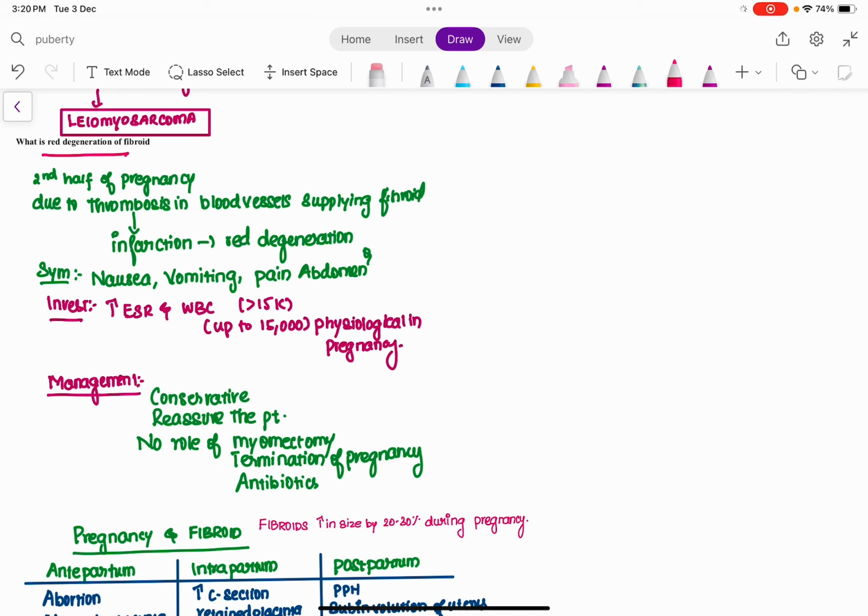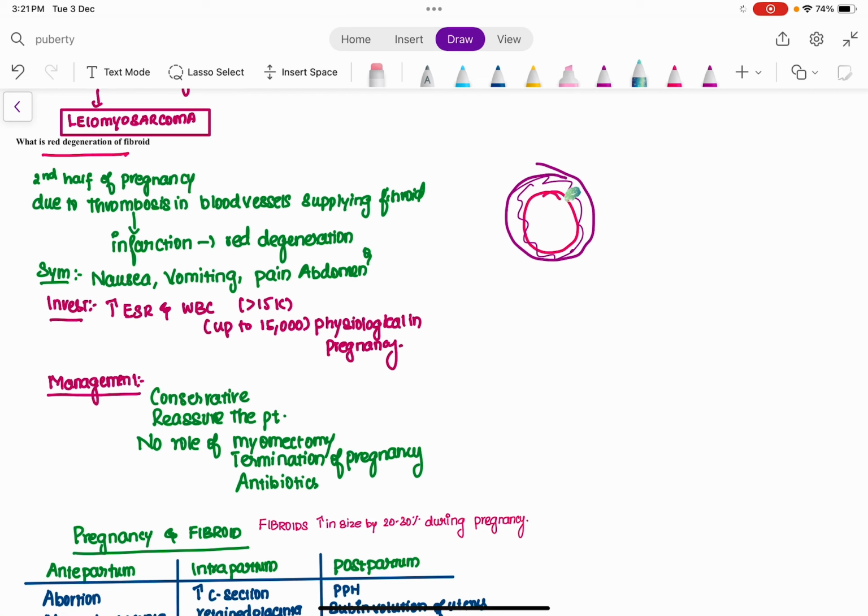And this is because in the second half of the pregnancy, there could be thrombosis in the blood vessels which is supplying the fibroid. So basically, if you see, this is the fibroid and this is the pseudocapsule and this is the blood vessel which is running in the pseudocapsule. If there is going to be any thrombosis in the blood supply, thrombosis in the blood vessels which is supplying to the fibroid, because of the decrease in blood supply to the fibroid, there could be infarction.